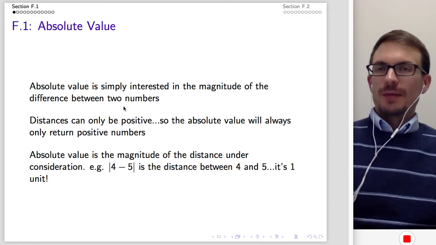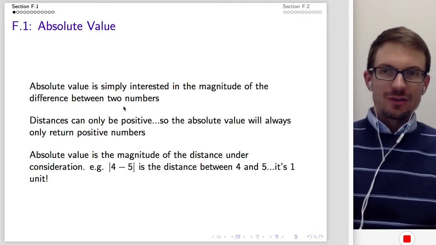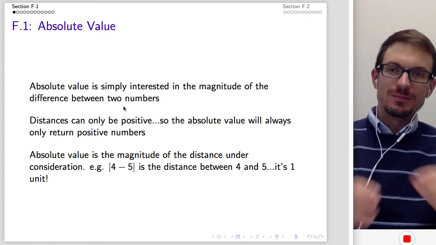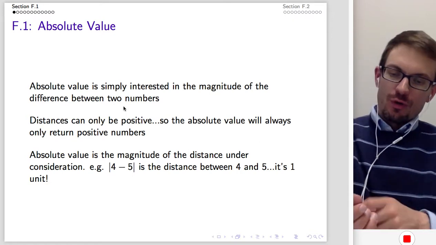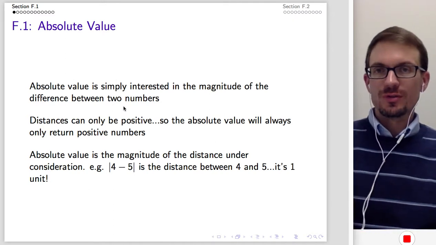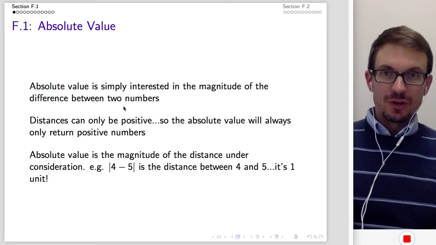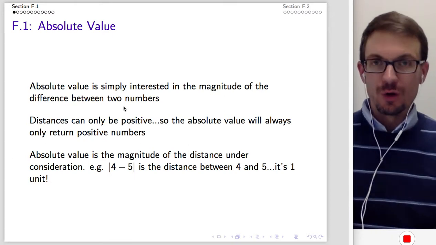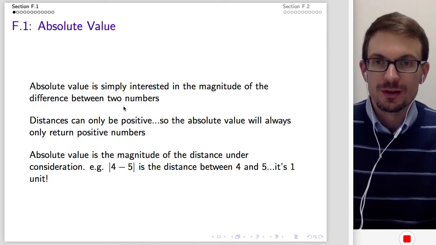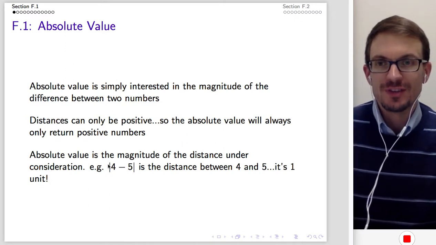We're talking about absolute value and then inequalities with absolute value today. So absolute value is just interested in the magnitude of the difference between two numbers. We're thinking about the distance between two numbers on the number line, or if we just have one value, then from that particular value to the origin, to the 0 point. Of course, distances can only be positive, so the absolute value will always only return positive numbers. And absolute value, again, is the magnitude of the distance under consideration.